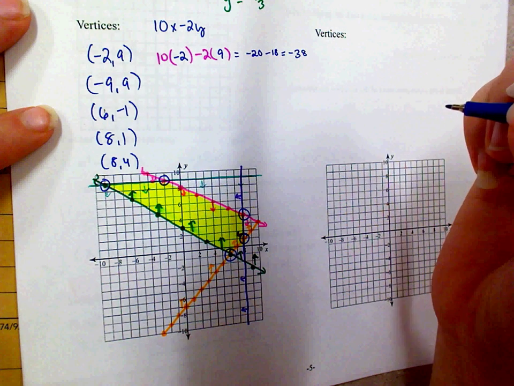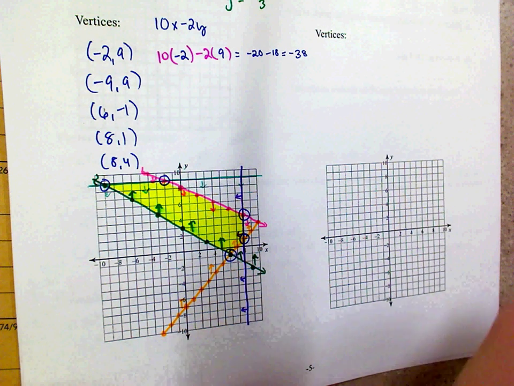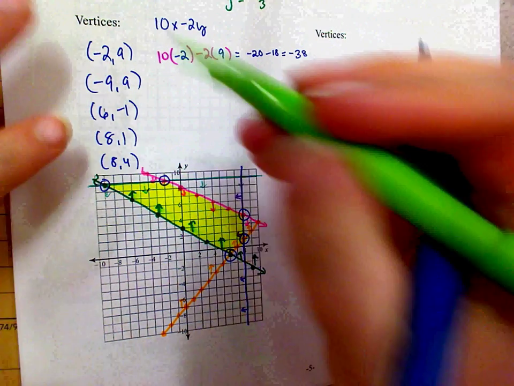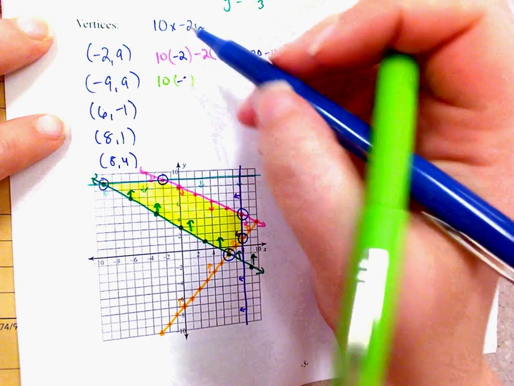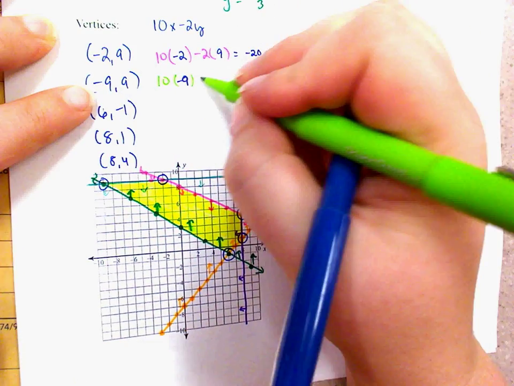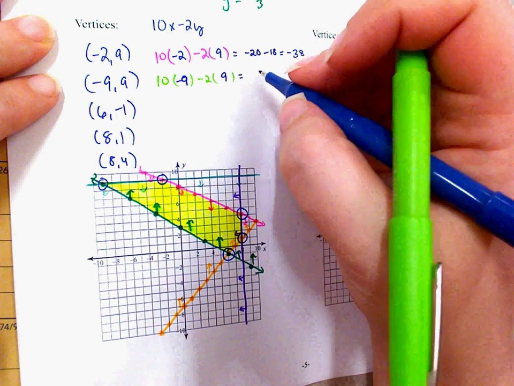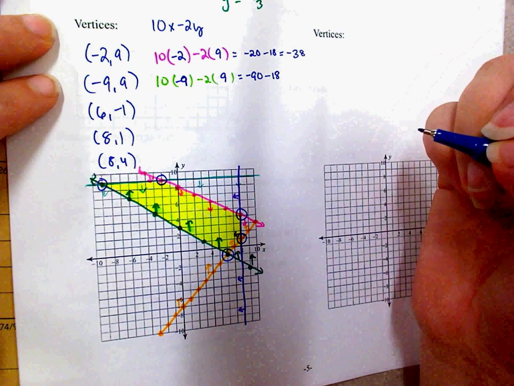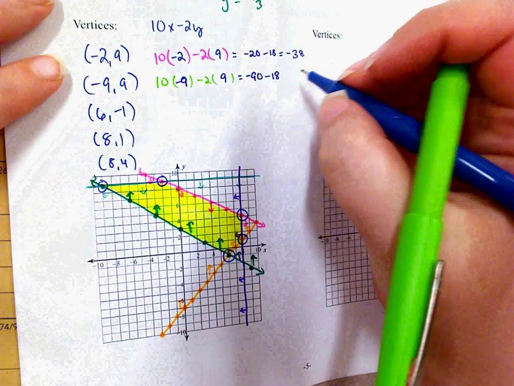Okay? Now I've got 10 times a negative 9. Sorry, x. 10 times a what? A negative 9. That's my x value. Minus 2 times my y value, which is 9. What's 10 times a negative 9? Negative 90, and 2 times 9? So negative 90 minus 18 is 90 plus 18. 90 plus 10 is 100, plus 8 is 108, so negative 108.